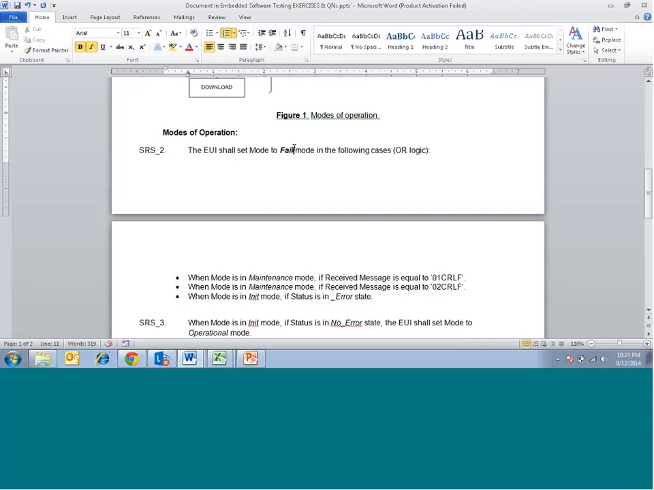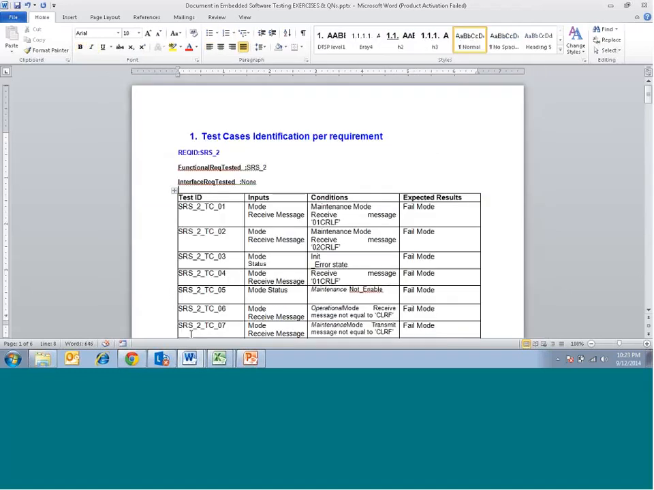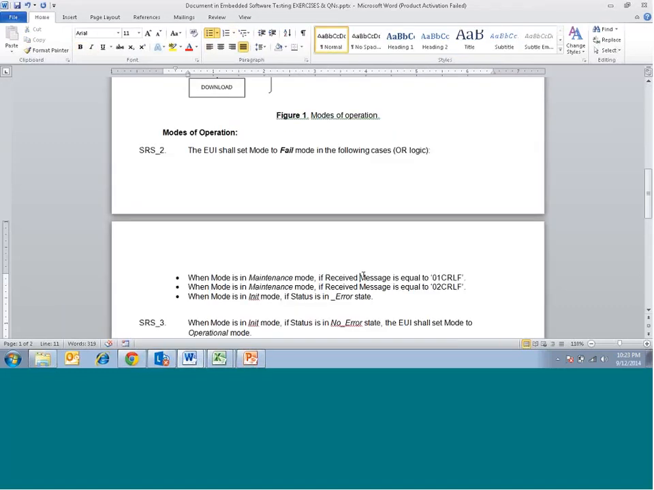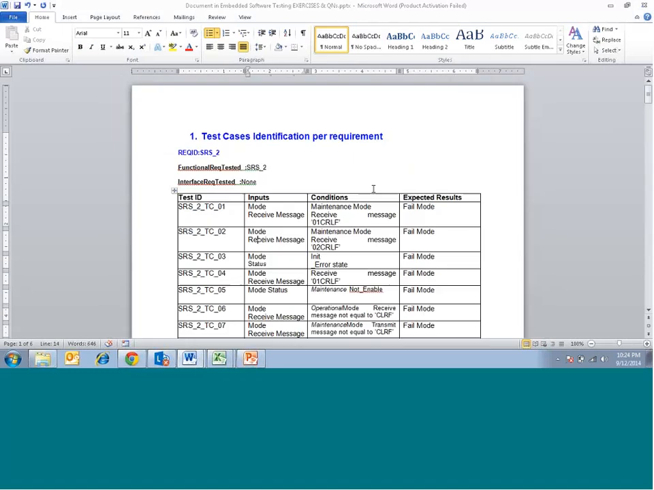Okay. Let's try to draw an example. First test case, let's try to define. We know that mode is an input, received message is an input. Why? Because the scan message has a dependency, right? So message is one input, mode is another input. If these two are inputs, we are going to apply some conditions for that input and get the expected result. So what will happen if mode is in maintenance mode?